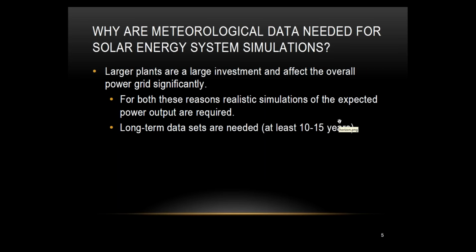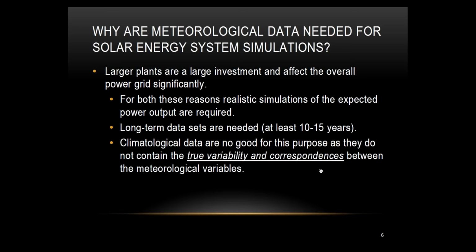So in order to do that for the future, you need a fairly long data set from the past. So at least 10-15 years are needed. It depends on who you ask whether you should have at least 10 years, or some people say you should have at least 15 years of data. And some base this on 30 years of data, as would be done for a typical meteorological climatology.